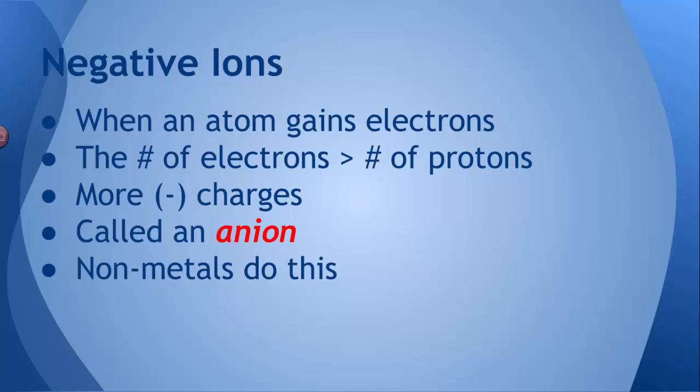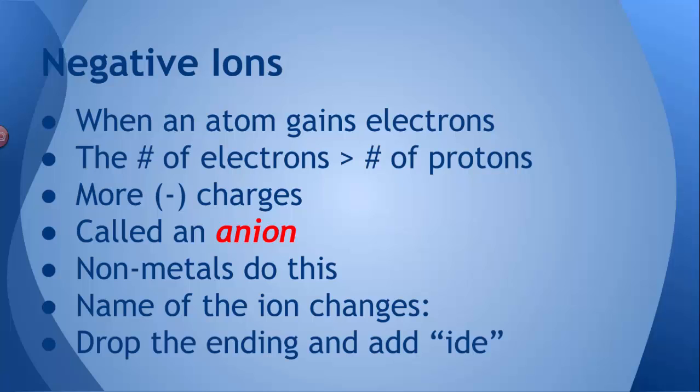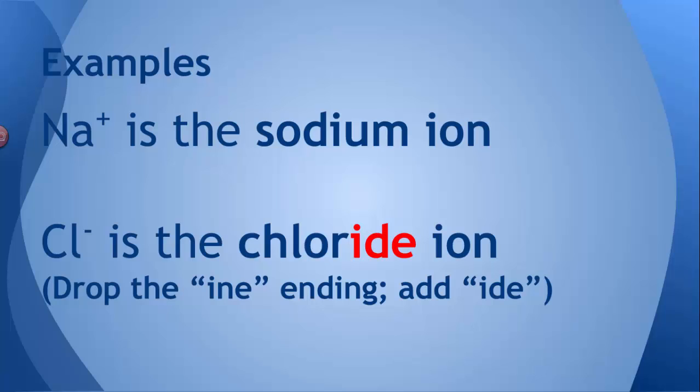So metals are losers. They lose electrons. They become positive. Nonmetals gain electrons and become negatively charged ions. Now, when a nonmetal gains electrons and becomes negatively charged, its name changes. The ending of the name of the ion changes to IDE, "ide." Here's a couple of examples. So Na is a symbol for sodium. It has a plus charge written there, so that's a sodium ion. We call it the sodium ion. Cl with a minus charge is from chlorine, but because it has a minus charge, it's an anion. We call it the chloride ion.